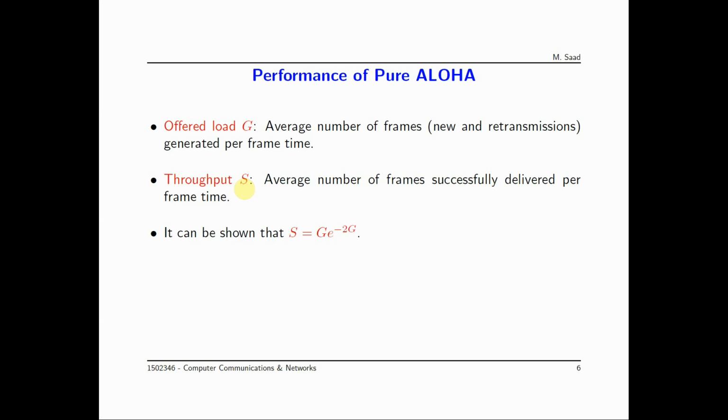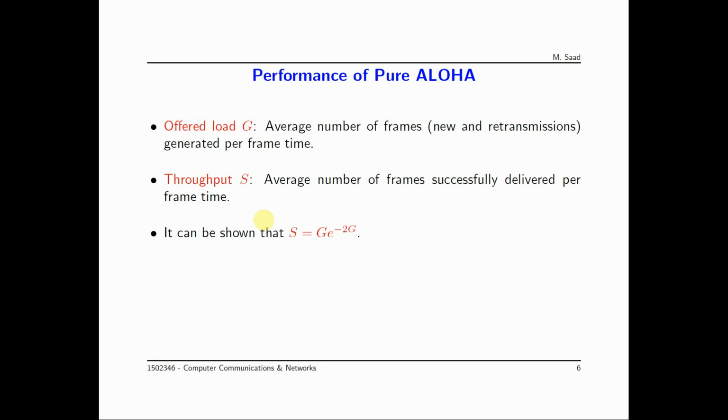However, if we get collisions, since there is a possibility to get collisions, we might have frame times during which we are not able to deliver anything. So imagine that, again, the frame time takes 1 millisecond. So it takes 1 millisecond to deliver a frame. During that millisecond, if 2 stations attempt to deliver at the same time, nothing is delivered. So basically, the frames delivered during that millisecond is 0. So on average, the throughput S is something less than 1.